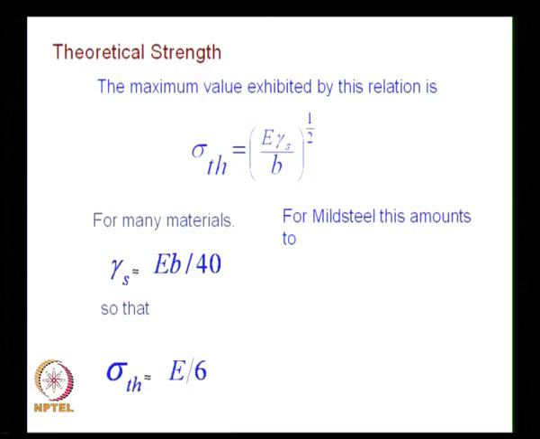In the case of a mild steel, you have Young's modulus as 200 GPa. So, 200 by 6 would be something like 33 GPa. Mild steel is nowhere near this. If you look at its yield strength, it is something like 220 MPa or so, its ultimate tensile strength would be something like 320 or 400, depends on the material composition. That is all in terms of megapascal, whereas theoretical strength is in terms of gigapascal. That means the theoretical strength calculations are way off.